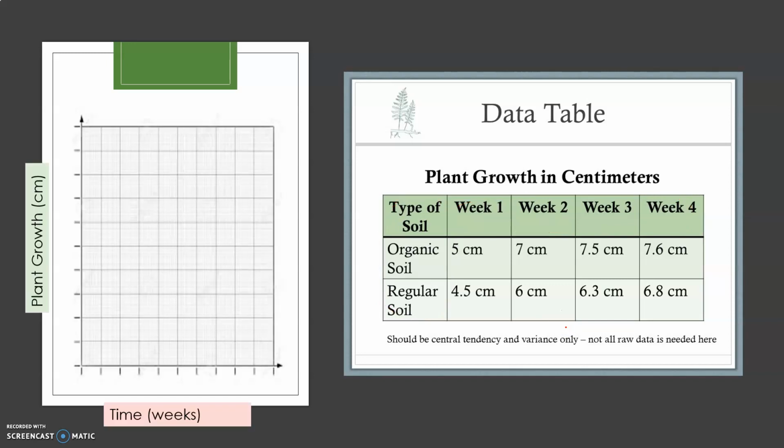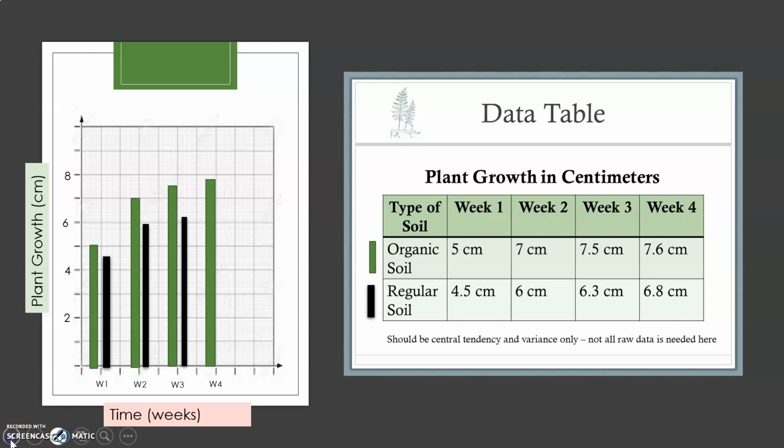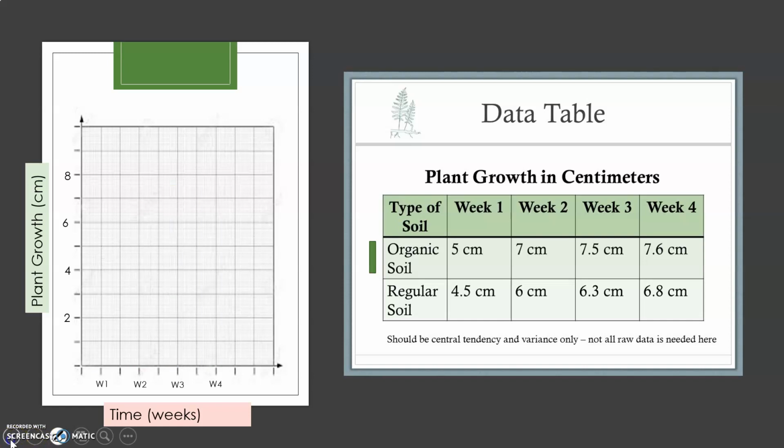So let's get started. Sorry, I kind of went ahead. Let me go back. I know it shows that the x-axis only has time written on it. Since we have two independent variables, we should have time as well as type of soil, but we will be plotting both independent variables on the same graph regardless. So on the y-axis, we will have both independent variables, which are the type of soil and time, and on the x-axis, we will have our dependent variable, which is the plant growth.